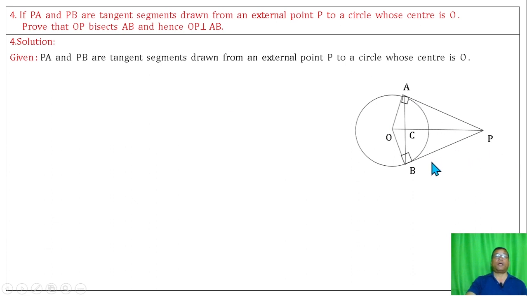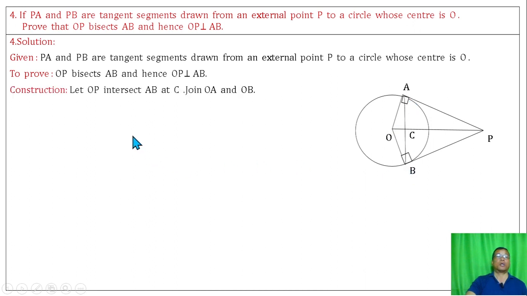PA and PB are tangent segments drawn from an external point P to a circle whose center is O. To prove OP bisects AB and hence OP is perpendicular to AB. Construction: let OP intersect AB at C. Join OA and OB.